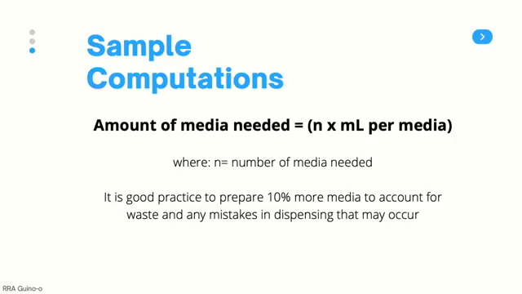Once you have established what kind of media you will be creating, you can now compute for the amount of media needed. The equation is N times milliliter per media. N in this case is the number or pieces of media that you want to create. It is a good practice to prepare 10% more media than you actually need to account for any waste or any mistakes in the dispensing of media that occurs later on.